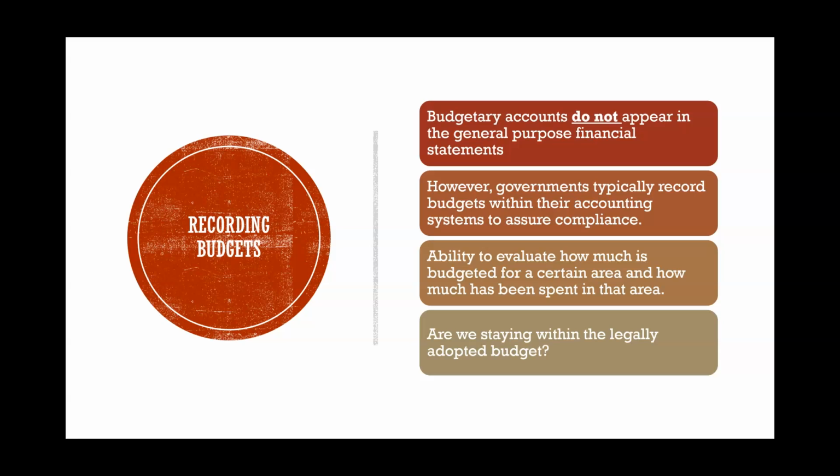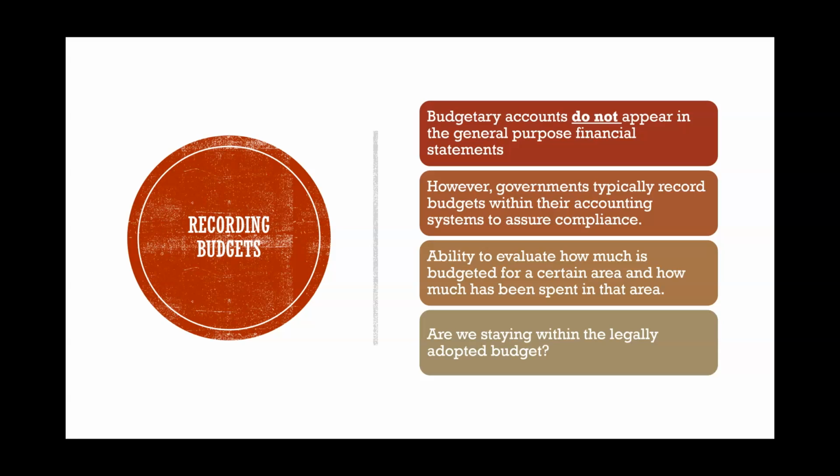Governments do typically record these in their accounting system just to help them assure that they're compliant, right? It's a compliance insurance thing. I know that when we audited at the state government, it was much easier for us to go back and look and make sure that they were being compliant with their budget and any state statutes or federal statutes that they needed to be compliant with if they had taken their budget into account in their system, in their software. It just gives them the ability to evaluate how much is budgeted for a certain area and how much we've spent in that area, right? That's why you account for these.